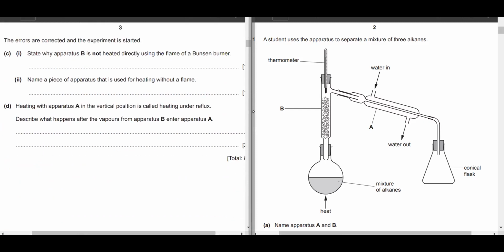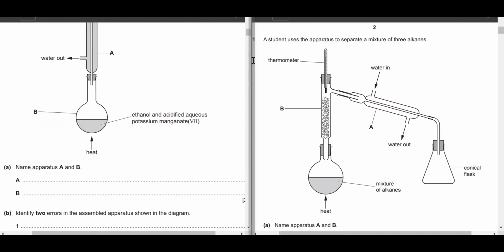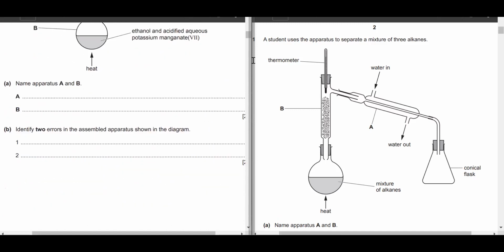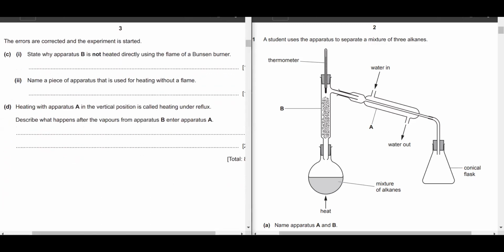State why apparatus B is not heated directly using the flame of the Bunsen burner. It's not used because organic substances are flammable. Name a piece of apparatus that is used for heating without the flame. Without the flame, you can indirectly heat it through a water bath, a sand bath, or an oil bath, right? Apart from that, heating with apparatus A in the vertical position is called reflux.